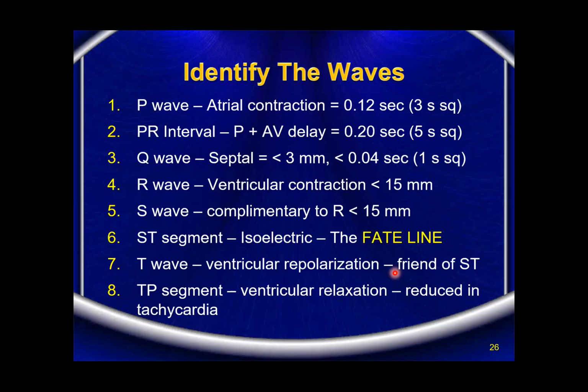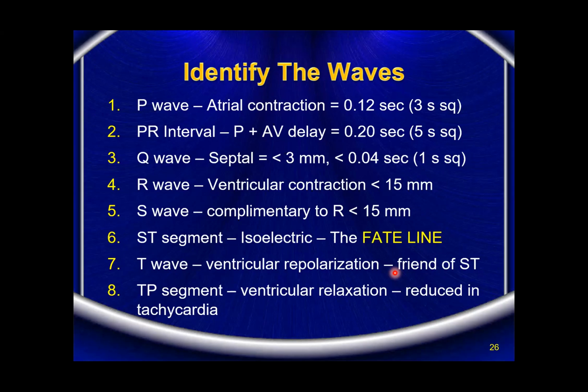P wave is atrial contraction, 0.12 seconds or 3 small squares. PR interval, P plus AV delay together, is 0.2 seconds. It is 5 small squares or 1 big square. Q waves: septal Q waves are less than 3 millimeters. Any Q wave can be physiological or pathological.